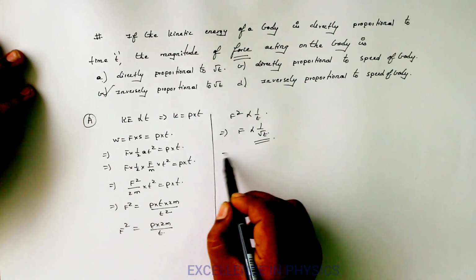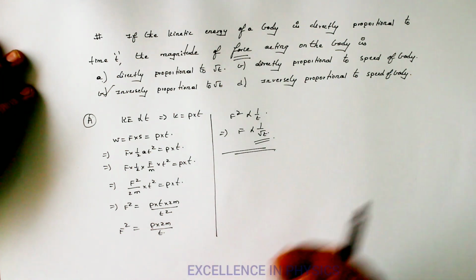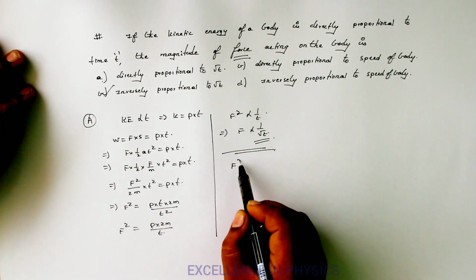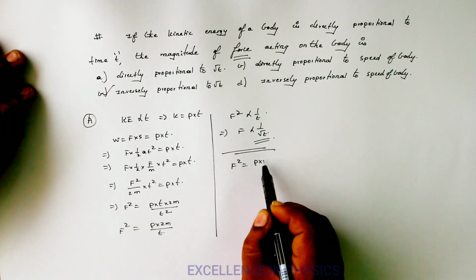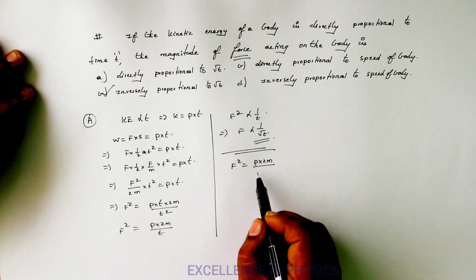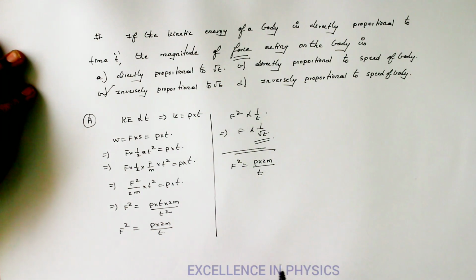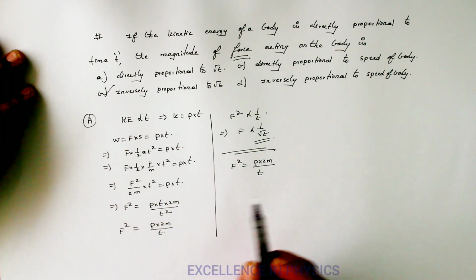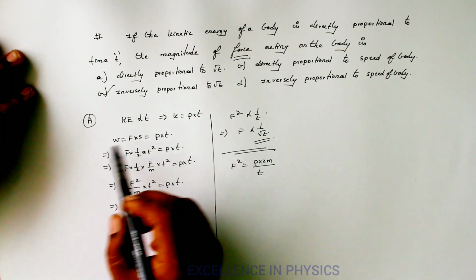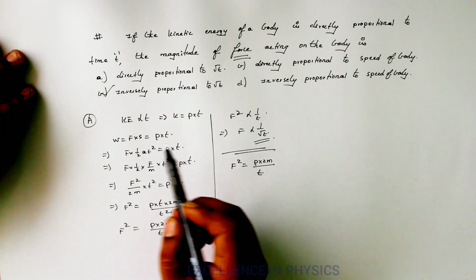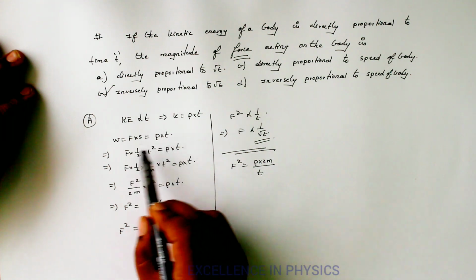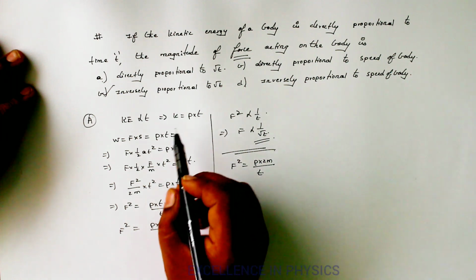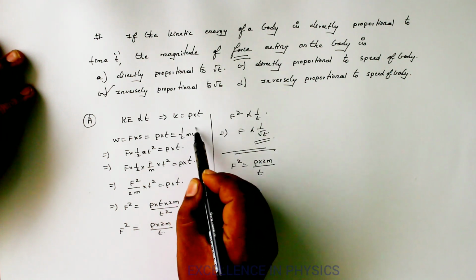Now if I try to solve the second option, let us write the same relation again here. F square is equal to P into 2m divided by t. From the first equation of kinetic energy, I have P into t is equal to kinetic energy. Kinetic energy can be written as half mv square here.